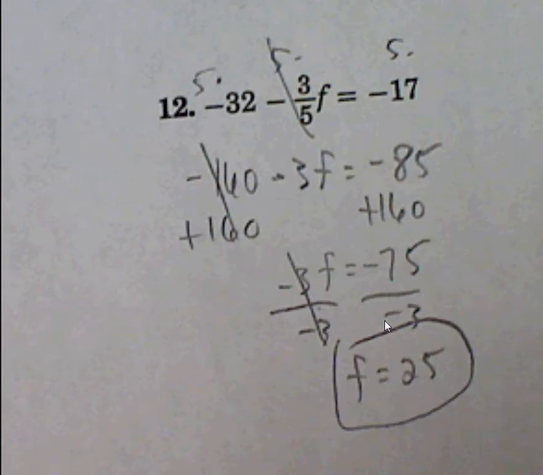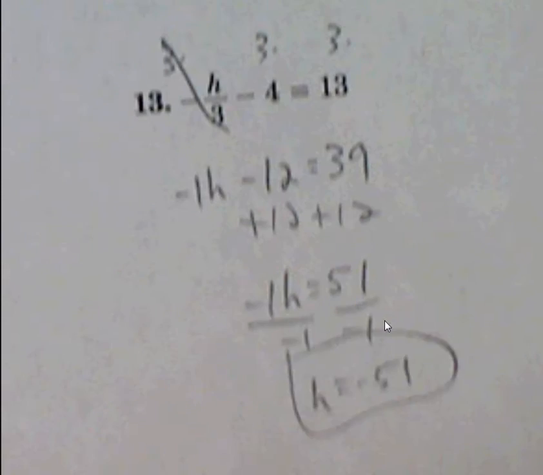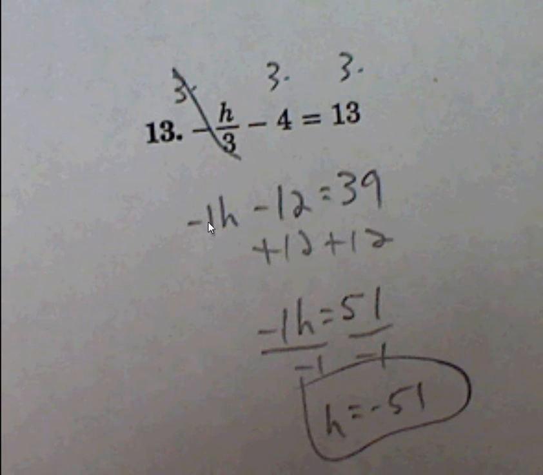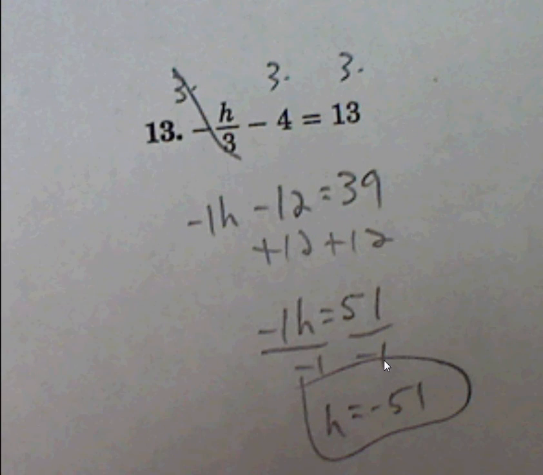Number 13. I cannot distribute, so I'm going to multiply by denominators. Multiply everything by 3. The 3's cancel. I get negative 1h minus 3 times 4 is 12 equals 39. Bring over my constant, which is 51, or 12, but now equals 51. Divide by negative 1, and I get h equals negative 51.